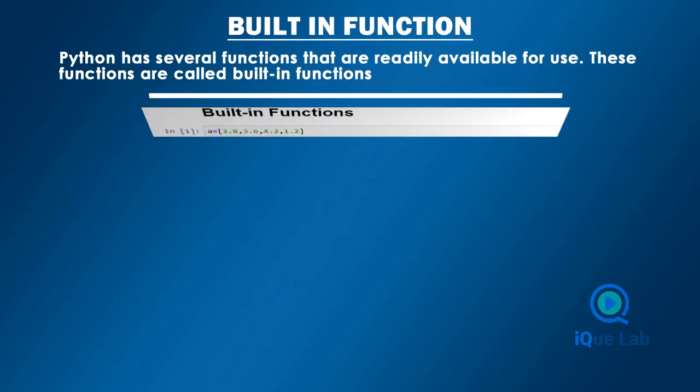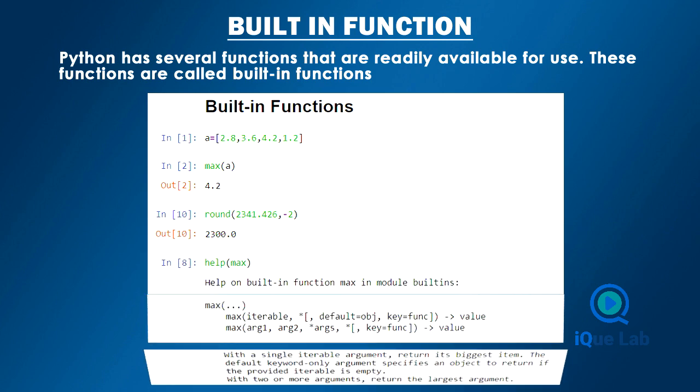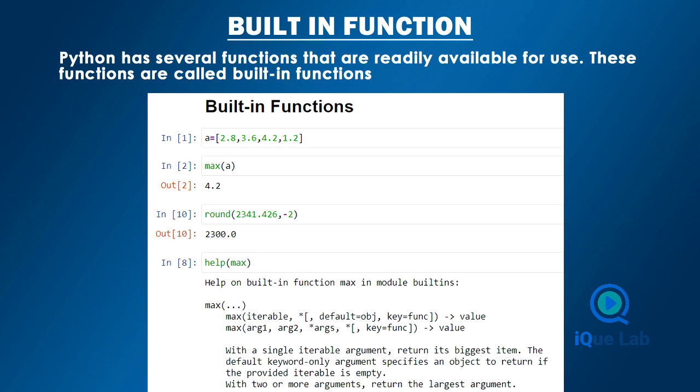Python has several functions that are readily available for use. These functions are called built-in functions. Let's create a list. Here we have different elements, and now let's find the maximum valued element from our list. For finding that, we use max function, which is a predefined function in Python, and we got the output as 4.2, which is obviously the maximum valued element.